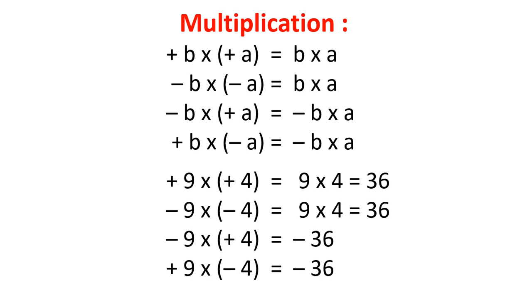Now see the corresponding examples. Plus 9 into plus 4 is 9 into 4, 36. Minus 9 into minus 4 is again 9 into 4, which is equal to 36. Minus 9 into plus 4 is minus 36. 9 into minus 4 is again minus 36.